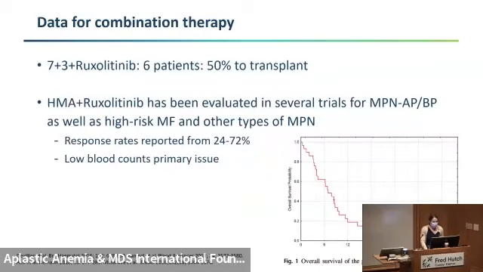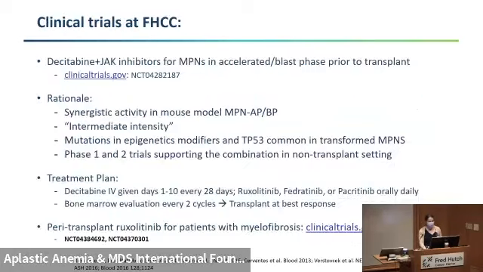We have very little data actually for combination therapy before transplant. There was a trial with 6 patients with 7+3 with ruxolitinib, and half got to transplant. HMA plus ruxolitinib has been evaluated in quite a few trials. Response rates range 24 to 72%. Low blood counts continue to be an issue. If you remember, ruxolitinib can be a little bit myelosuppressive, which means it leads to low blood counts itself.